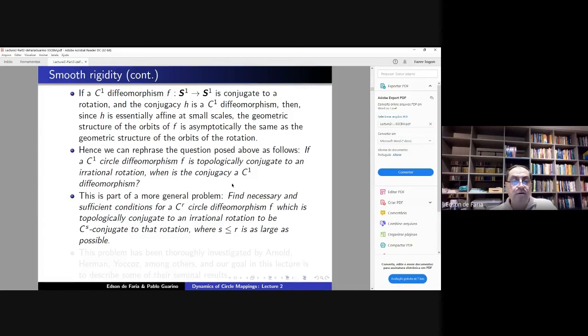Find necessary and sufficient conditions for a circle diffeo, which you know is topologically conjugate to an irrational rotation, to be smoothly conjugate to that rotation, or in other words, to be C^S conjugate to that rotation, where S is as large as possible. Of course, it has to be less than the degree of smoothness of the map itself, right?